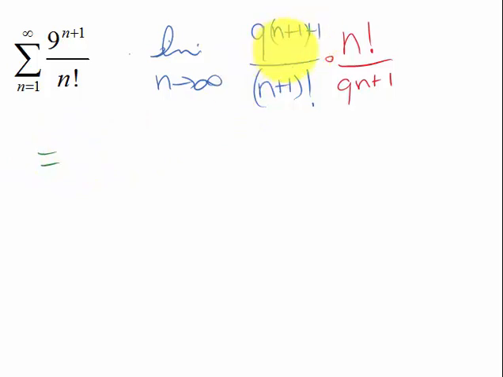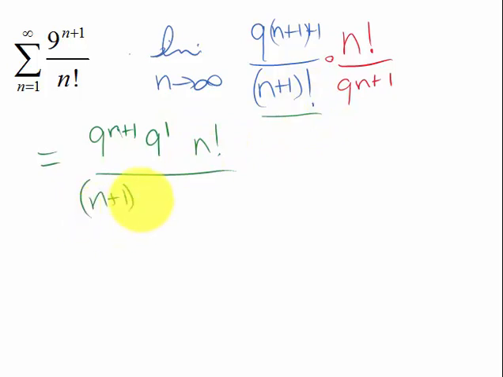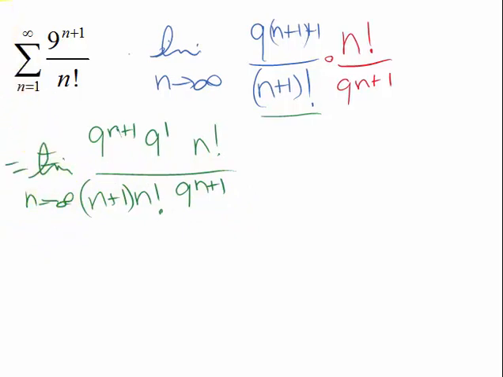I see that this is, I'm going to write it as 9 to the n plus 1 and then 9 to the 1 using rules of exponents, and then the n factorial, I'll leave it n factorial, and the n plus 1 factorial is n plus 1 multiplied by n on down, and then I have 9 to the n plus 1. I left off the limit as n goes to infinity. We want that still on there.